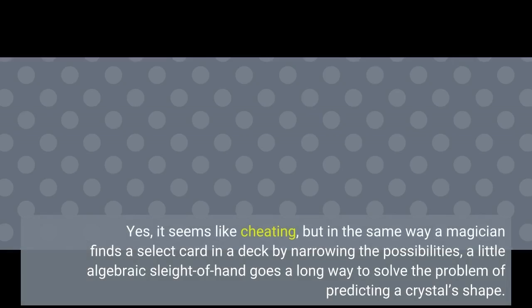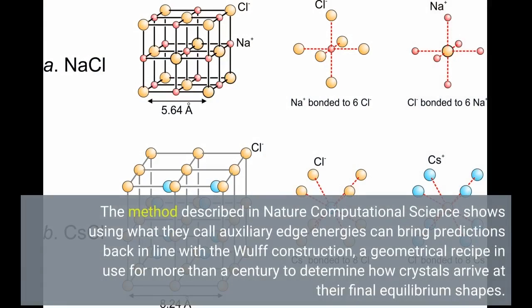Yes, it seems like cheating, but in the same way a magician finds a select card in a deck by narrowing the possibilities, a little algebraic sleight of hand goes a long way to solve the problem of predicting a crystal's shape. The method described in Nature Computational Science shows using what they call auxiliary edge energies can bring predictions back in line with the Wulff construction, a geometrical recipe in use for more than a century to determine how crystals arrive at their final equilibrium shapes.